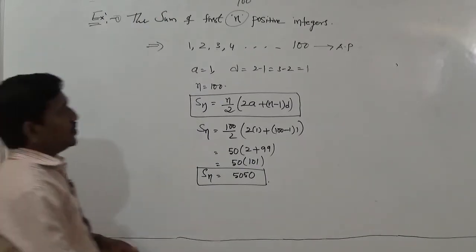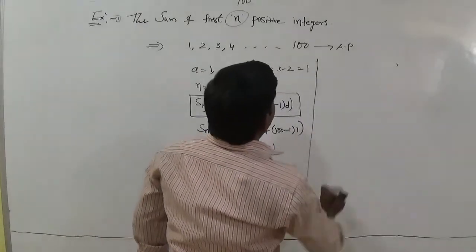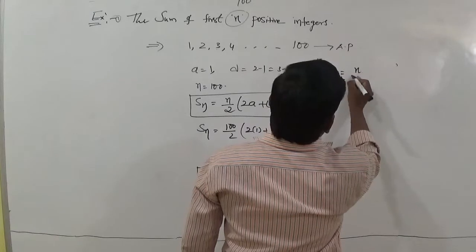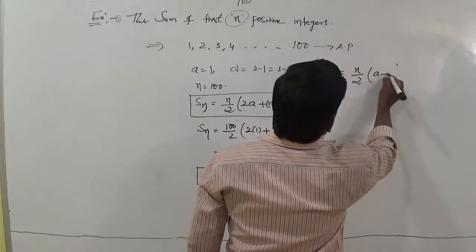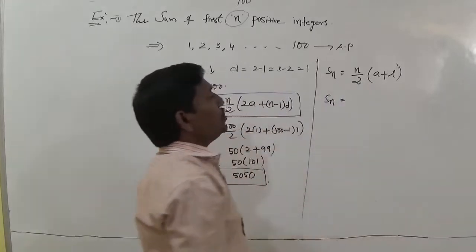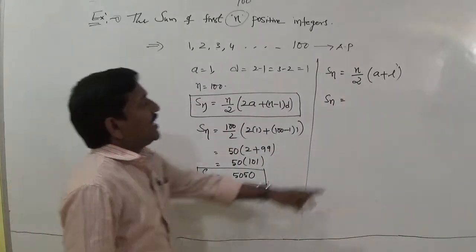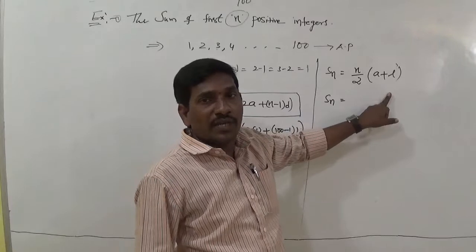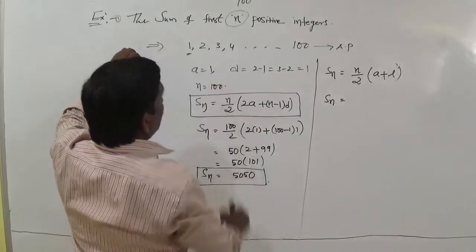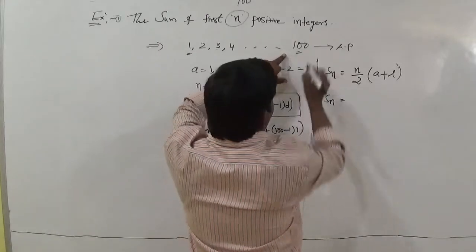And also by using another formula, we can solve it. Another formula is n by 2 into (a plus l). Here a means the first term, l equals the last term. Here what is the first term? 1. What is the last term? 100.